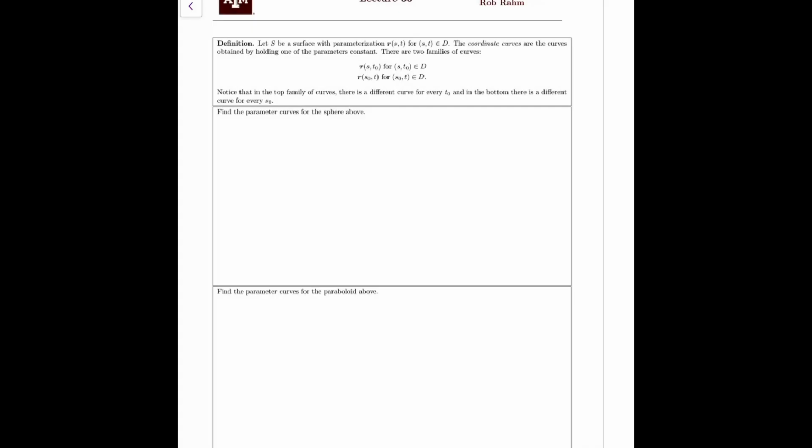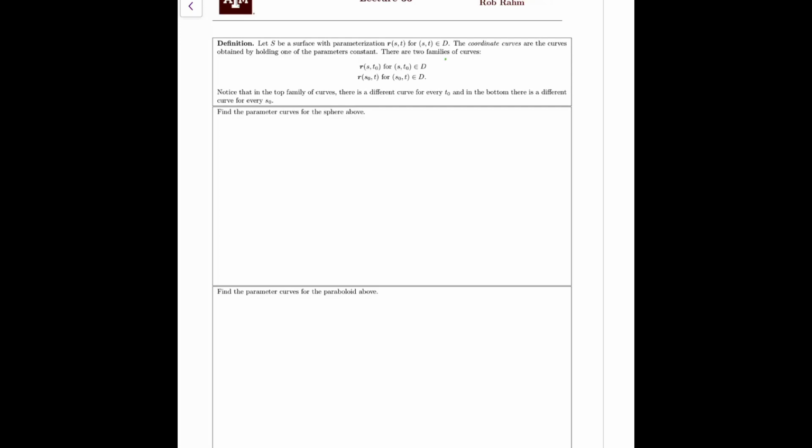In this video, we're going to talk about coordinate curves. So basically, coordinate curves are going to be like latitude and longitude, but for any surface. Let S be a surface with parameterization R of s, t for s and t in some parameter domain D. The coordinate curves are obtained by holding one of the parameters constant. So we get two families of curves.